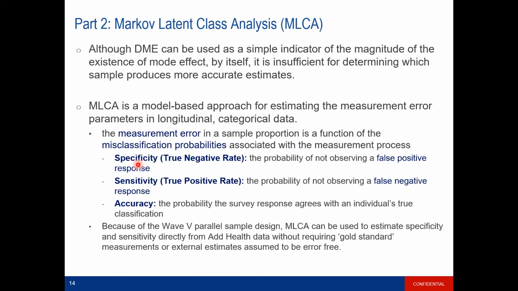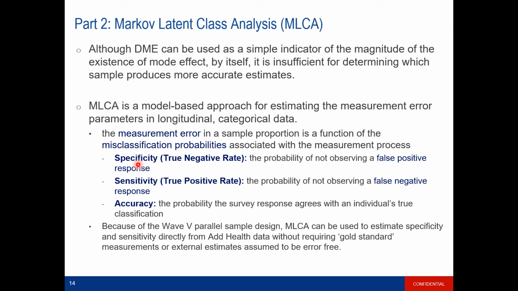Even when we found those significant DME, we don't know which mode actually is better. So this information can just help us to see, okay, there are some mode effects, but actually which mode is better? What are the aspects from the survey that can cause these differences? So that's why we are using the Markov latent class analysis in order to do it.